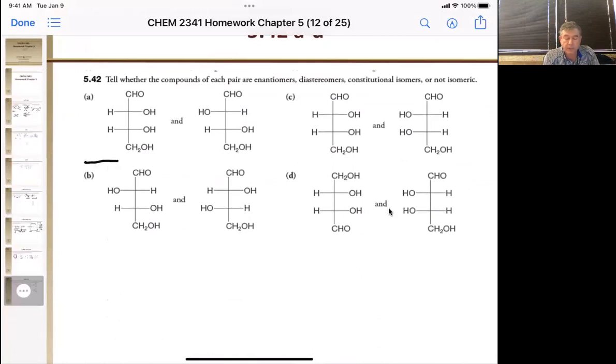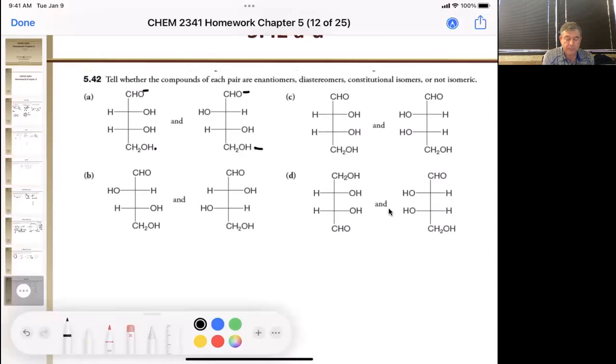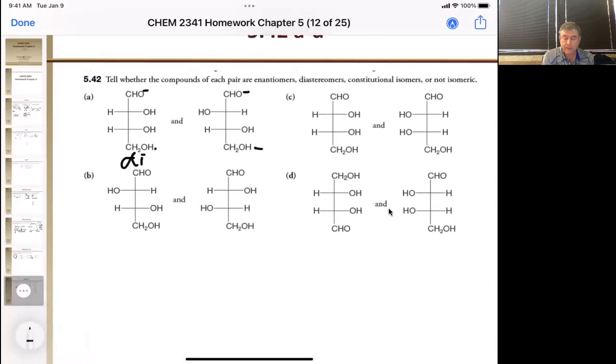Okay, so the first thing you want to look for are all the same things on here. We have a CH2OH, we have a C2OH, and we have OHs. So these must be isomers. Okay, they have all the same groups here. And because they are not mirror images of each other, that makes these diastereomers. So I'm going to erase this line and write the word diastereomer. Diastereomer. Okay, these are diastereomers.